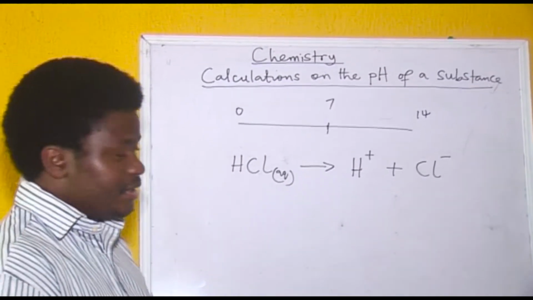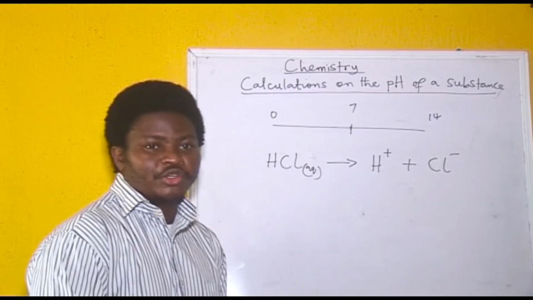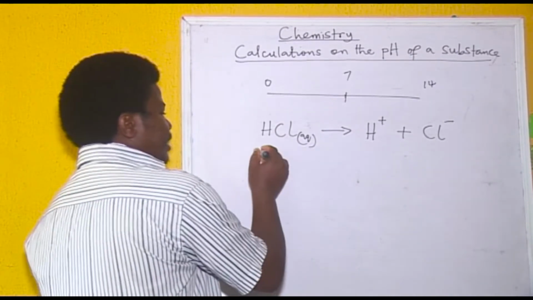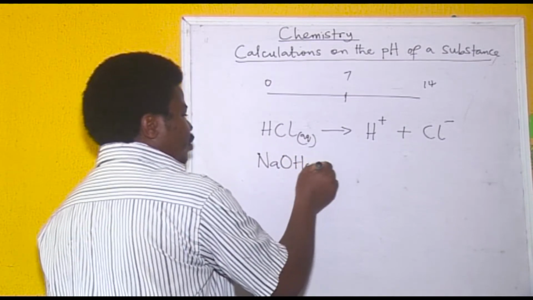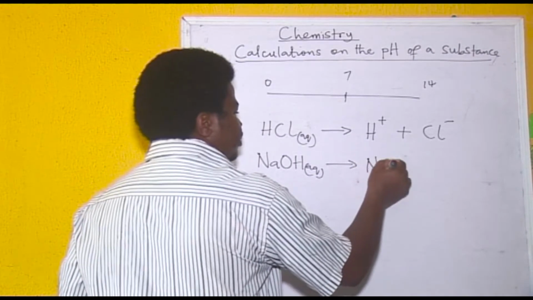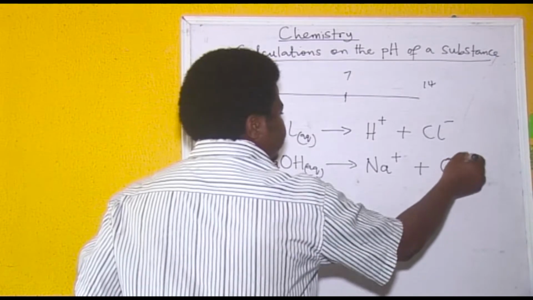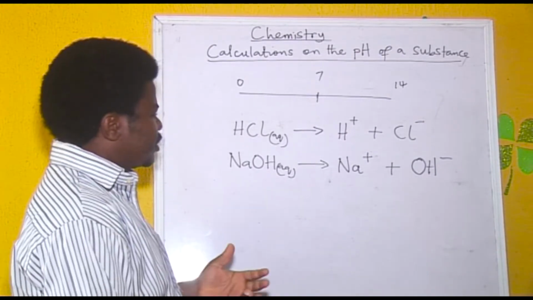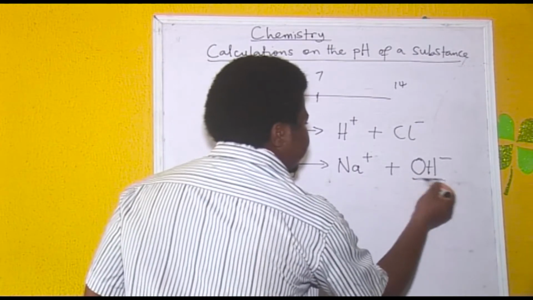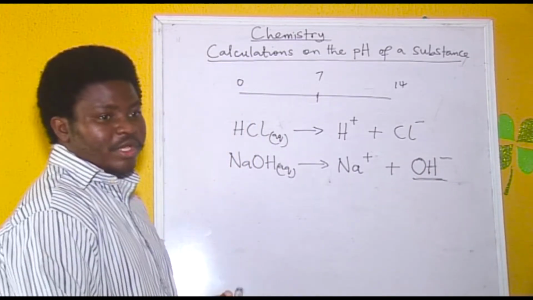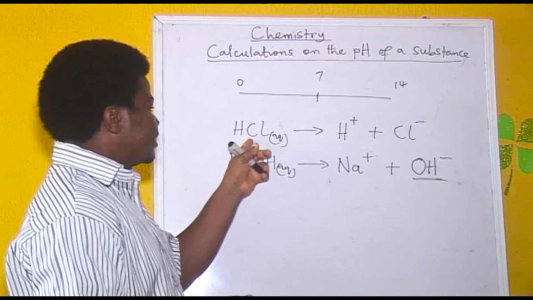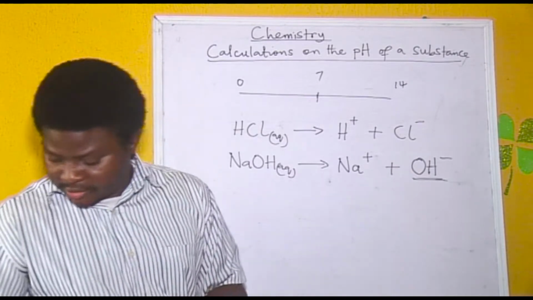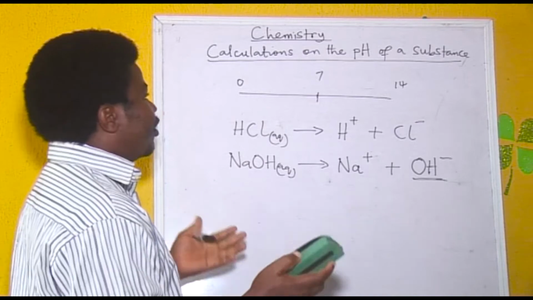Then we also need to know what a base is. A base is any substance that, when it goes into solution, gives hydroxyl ion as its only negative ion in solution. For instance, sodium hydroxide is a base because when it dissociates, it gives sodium and hydroxyl ion: Na+ and OH minus. This is a base because OH minus is the only negative ion given when it dissociates. And this is an acid because H+ is the only positive ion it liberates when it goes into solution.